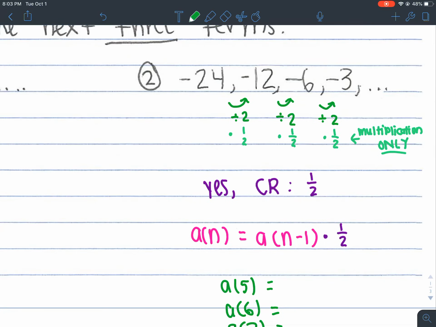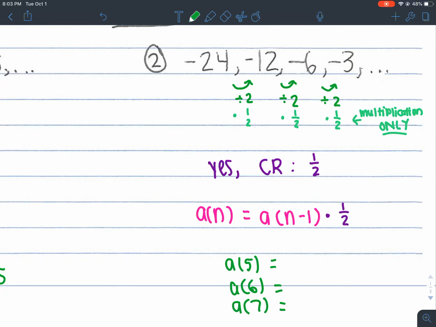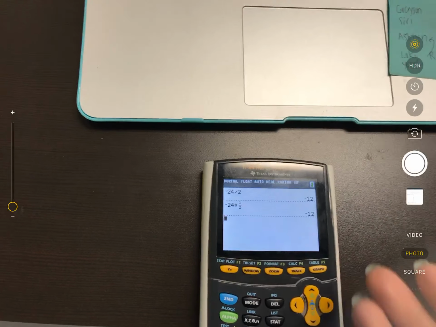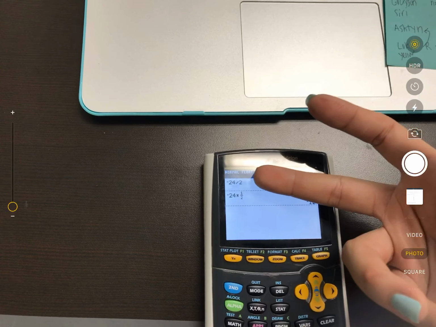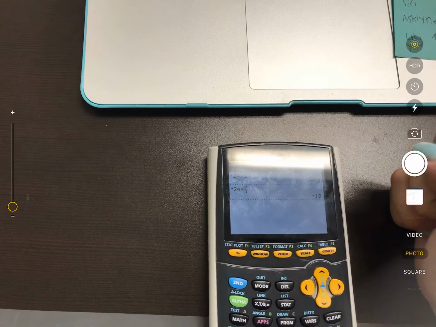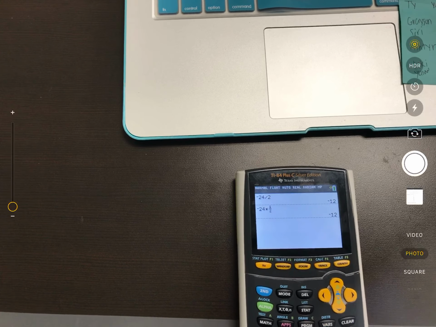So the last term, the 4th term, was negative 3. To get the 5th term, I need to take negative 3 and multiply it by 1/2. So let's go ahead and do that. The same thing as multiplying by 1/2 is dividing by 2. The easiest thing for me to do is to put divide by 2 in a calculator. It's way less work than multiplying by 1/2. So I'm going to put negative 3 divided by 2.